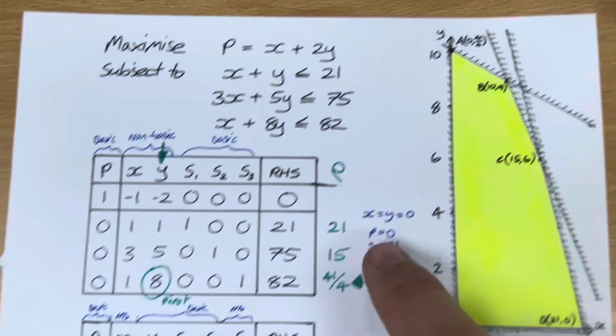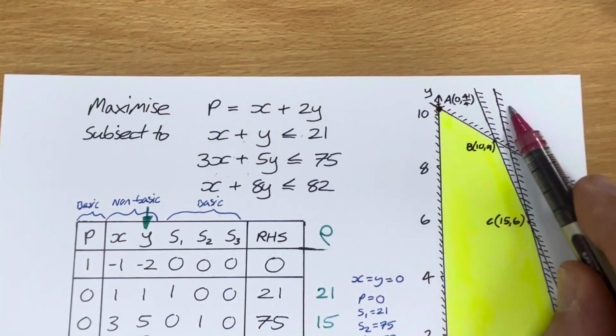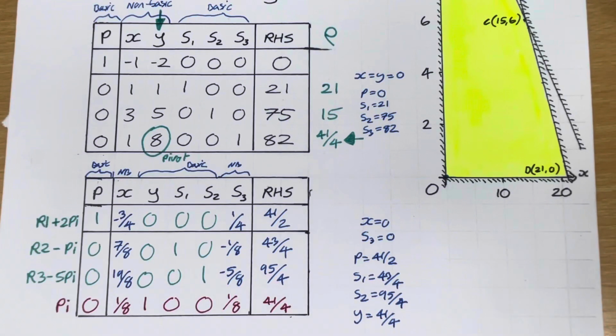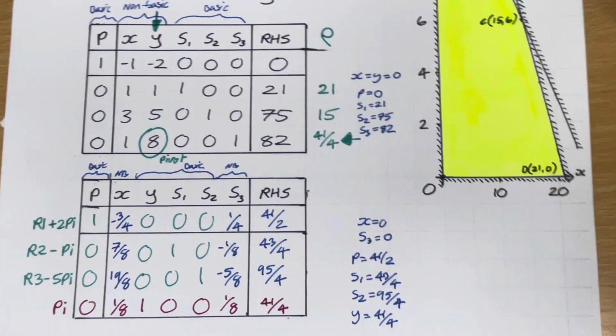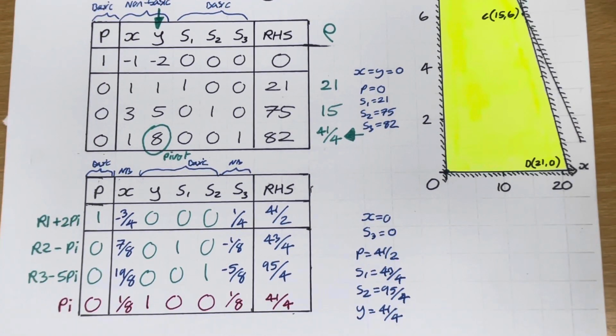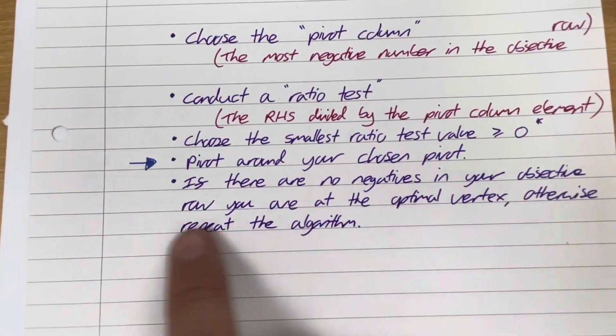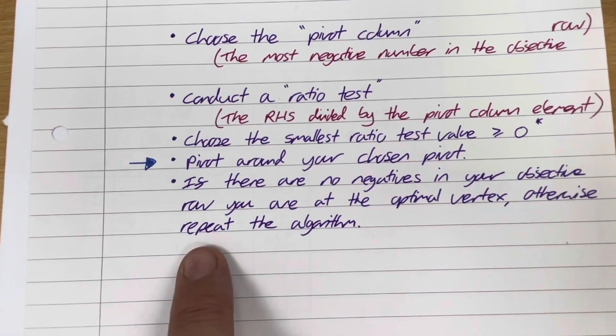We're on the boundary. But S1 and S2, there is still slack, and that's because we are still a distance away from those two inequalities. Okay. So that's what those represent. If a slack variable is positive, then we are not on the boundary. If a slack variable is 0, we are on that boundary. Okay, and the final step of the simplex, if there are no negatives in your objective row, you are at the optimal vertex. Otherwise, repeat the algorithm.